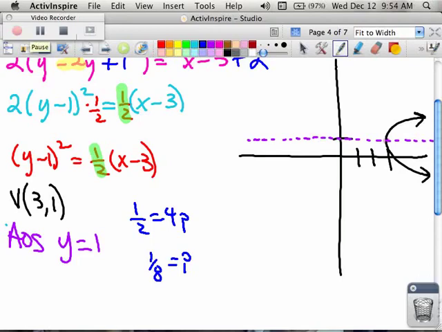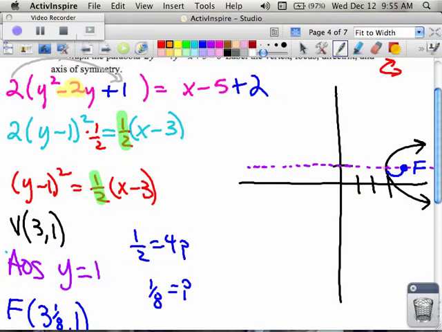Since the p is 1/8, that means from my vertex I'll be moving 1/8 inside the parabola and outside the parabola. The focus is a coordinate and the directrix is an equation. If I move 1/8 of a unit inside my parabola, my focus that's in there is going to be 1/8 unit to the right of my vertex. That means that my focus is going to be located at 3 1/8, comma 1.